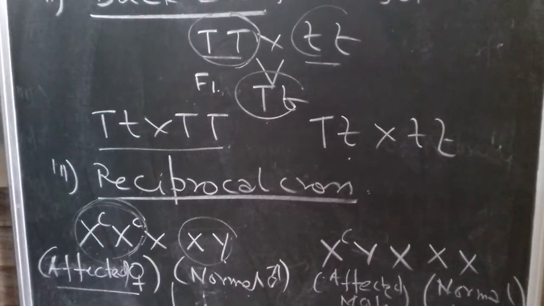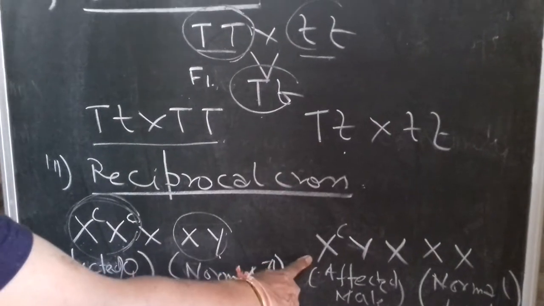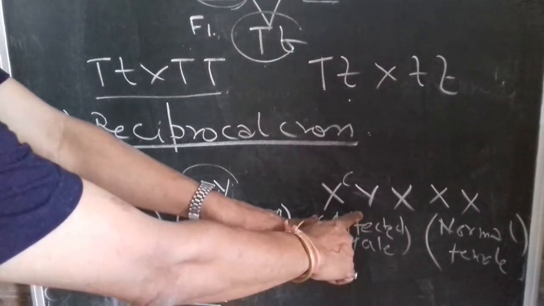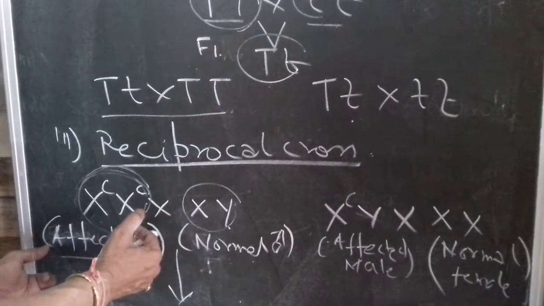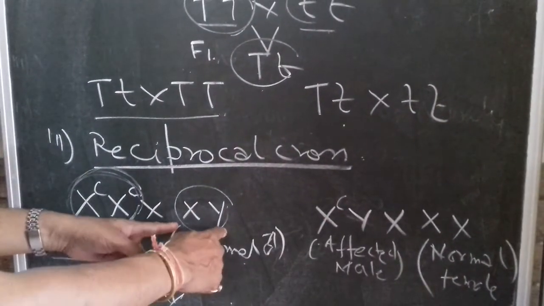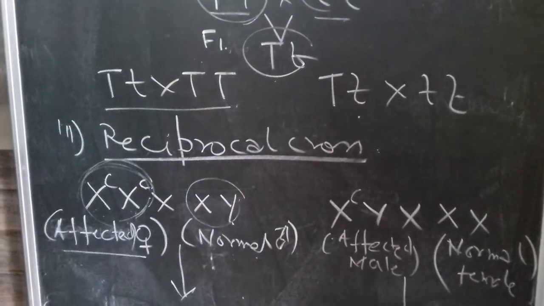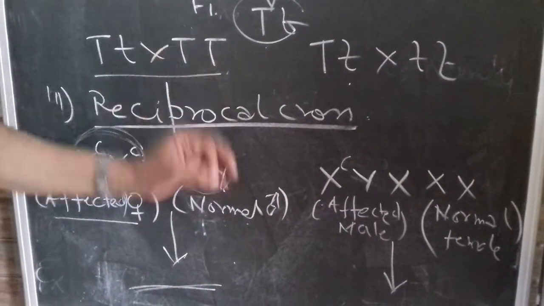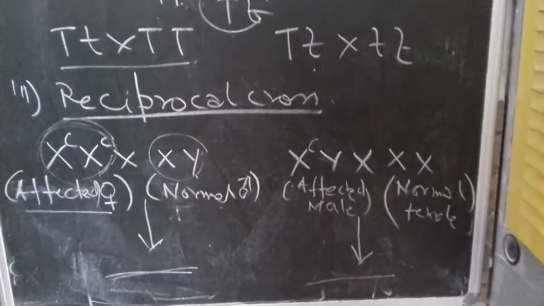Now whatever results we get, we can find out with the Punnett square. Here it is an affected male crossed with a normal female, whereas before it was the affected female. So we have just changed the sex of the individual with the same phenotype. Here it was a normal male and we have taken it as a normal female. Now we can find out the results with the Punnett square. If the results are different, then it is a sex-linked character. If it is an autosomal character, results will come the same in spite of the reciprocal cross.